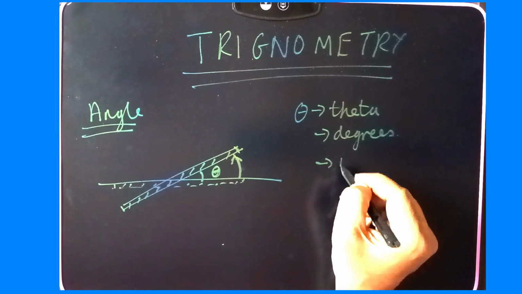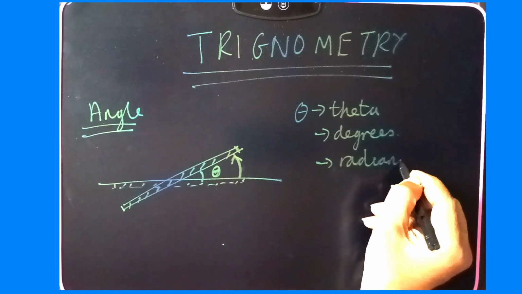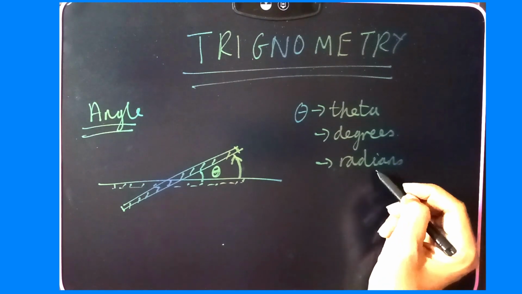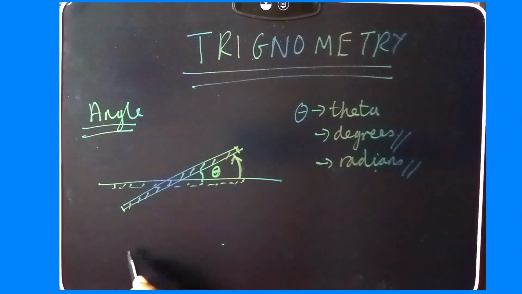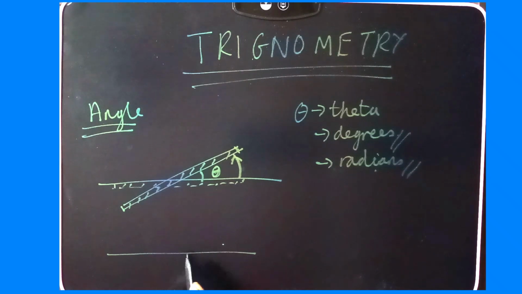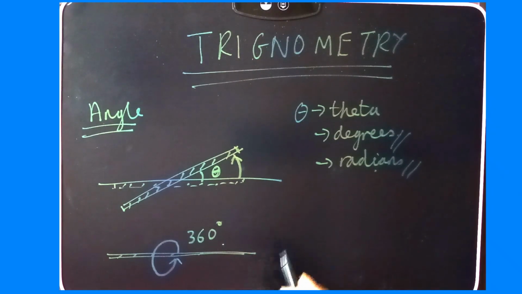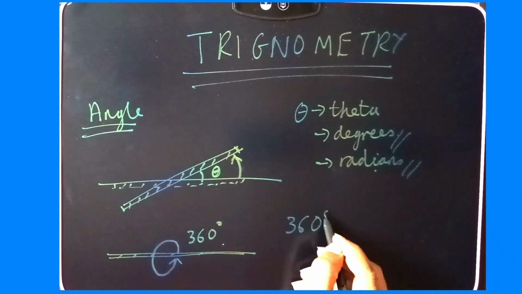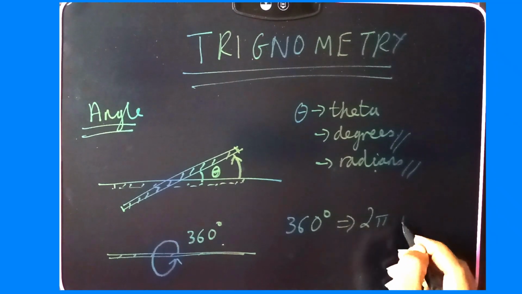This angle is measured in degrees or radians as well, right? So if you take a straight line here, if this rod moved a complete full cycle, then it has rotated 360 degrees, and 360 degrees is equivalent to 2 pi radian.